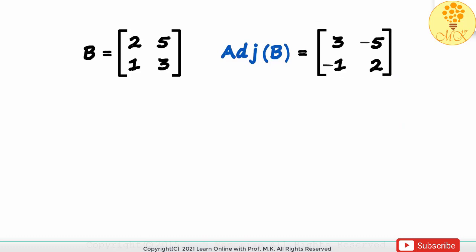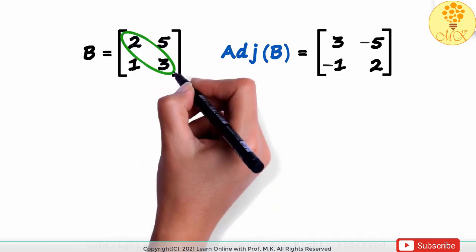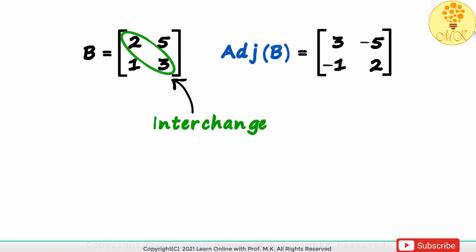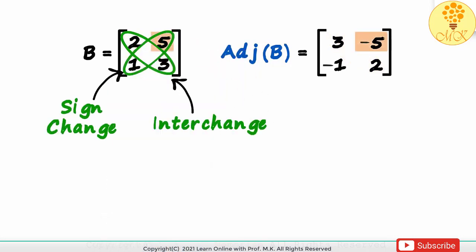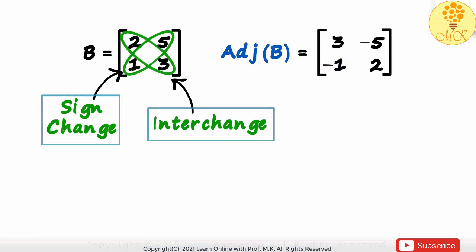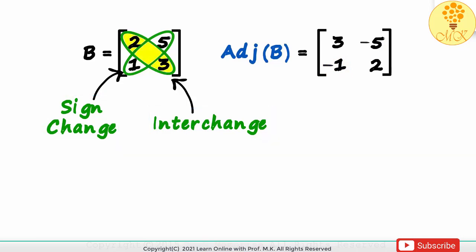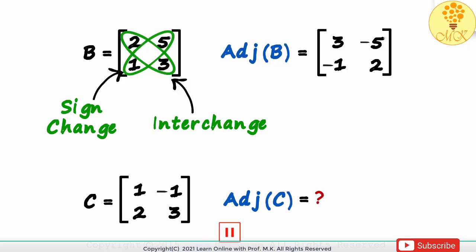It's very easy. First, we interchange the positions of these two elements. Notice that 2, 3 was written as 3, 2. Next, we change the sign of these two elements. 5 was written as -5 and 1 was written as -1. This works for all 2 by 2 matrices. Interchange these two positions and change the signs of these two elements. Now with the same logic, why don't you try finding the adjoint of matrix C?